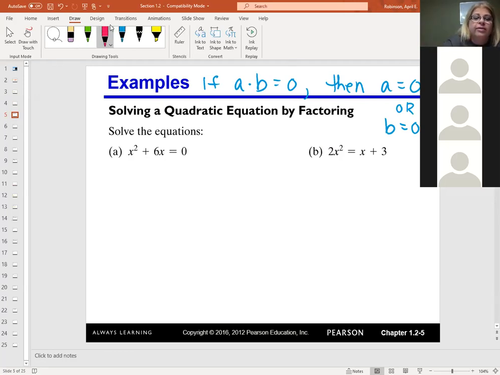So when you create the factors, and on this one here, this first one, all I'm gonna do is factor out an X.